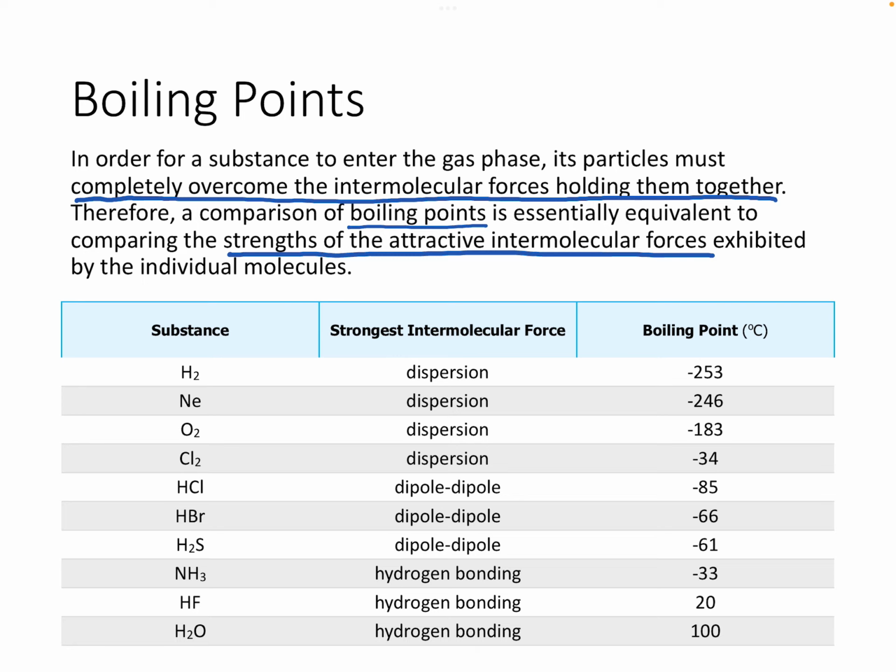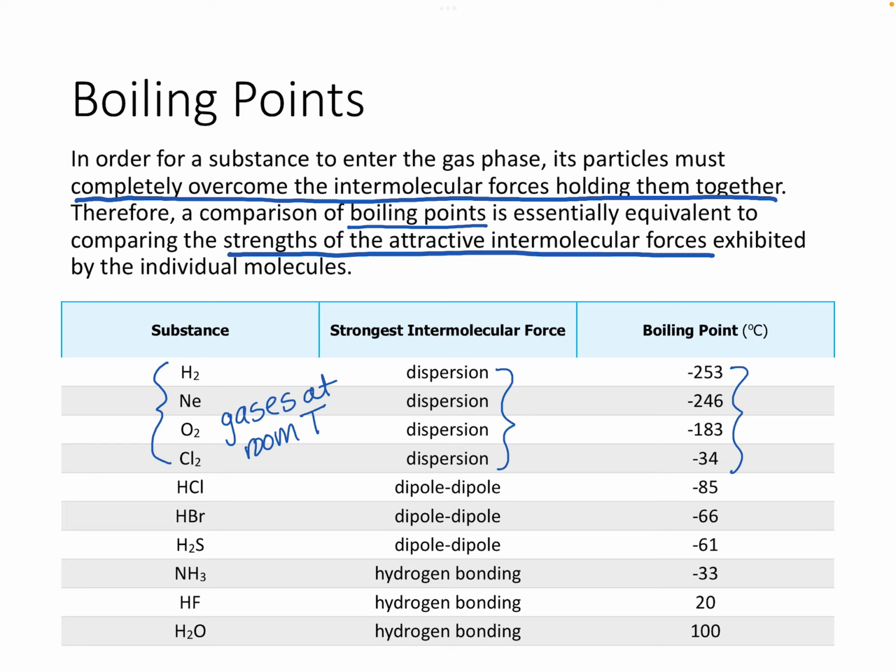So let's look at these first four substances in the table below. We have hydrogen gas, neon gas, oxygen gas, and chlorine. And notice that these all exhibit dispersion forces, and they're all typically found as gases at room temperature. We can also look at their boiling points, which are all really, really low. They're all negative. So these molecules are really easy to boil, and that's why they're always going to be gases at room temperature.